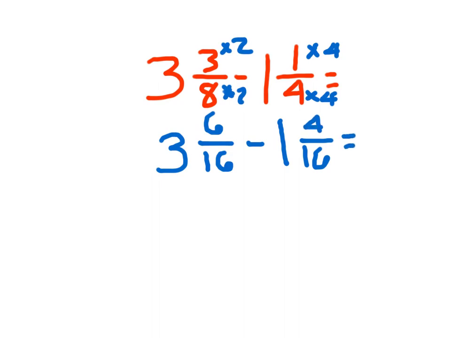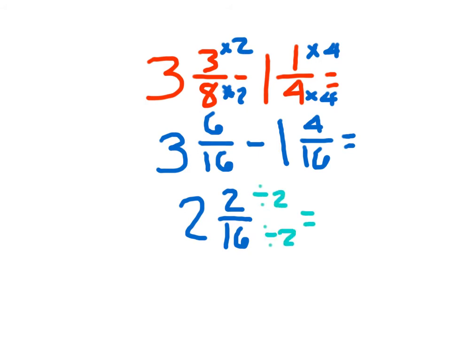At that point, since we have like denominators with these mixed numbers, we can go ahead and do our subtraction work. 6/16 minus 4/16 is 2/16. And with our whole numbers, 3 minus 1 is 2. So we have 2 2/16, which we can simplify by dividing the numerator and denominator by 2, and remember to write out that whole number, so it's 2 1/8.